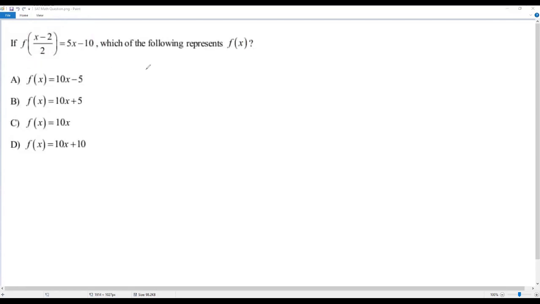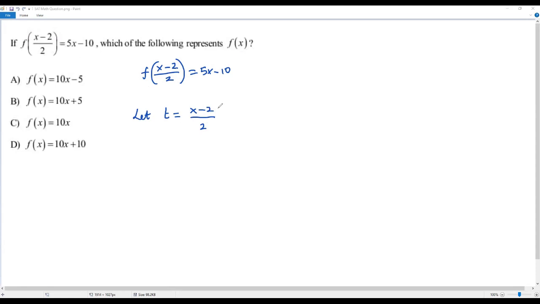Okay, first let me write the given function as it is. That is f of (x minus 2)/2 equals 5x minus 10. Okay, now to get the function in regular format, what I have to do is introduce a new variable for the expression we have inside the parenthesis. That is, let t equal (x minus 2)/2. Since I have introduced a new variable t for this, now I have to get the complete function in terms of the new variable t.